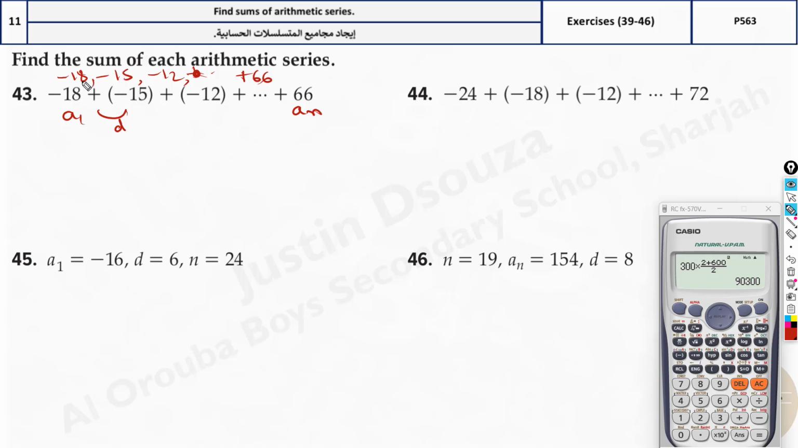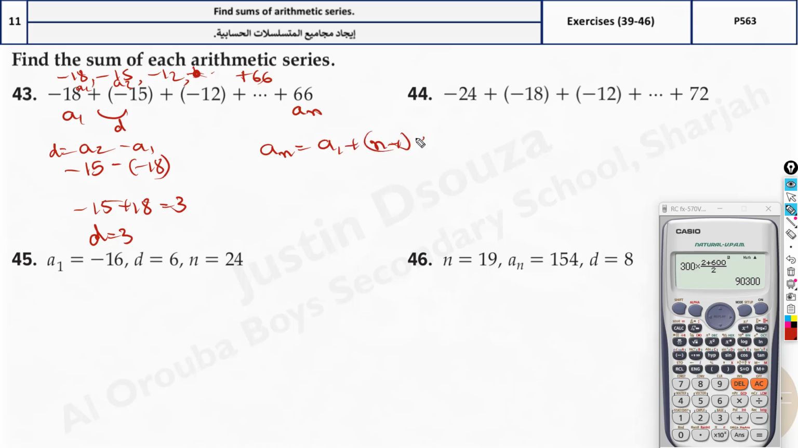Second term minus the first term. You can see 3 is being added, or you can just do minus 15, second term, minus A1. The formula for d is A2 minus A1, minus 15 minus of minus 18. This becomes minus 15 plus 18, that is positive 3. So d is 3. An is known. Do you recall this formula? An is equal to A1 plus n minus 1 times d.